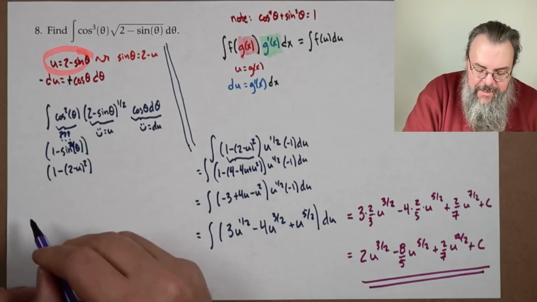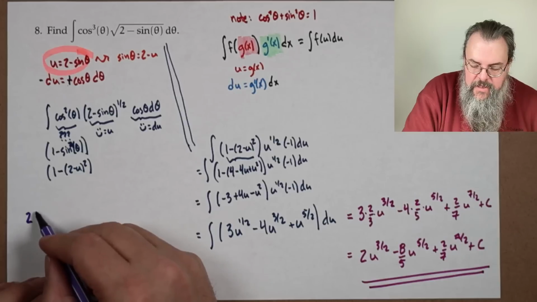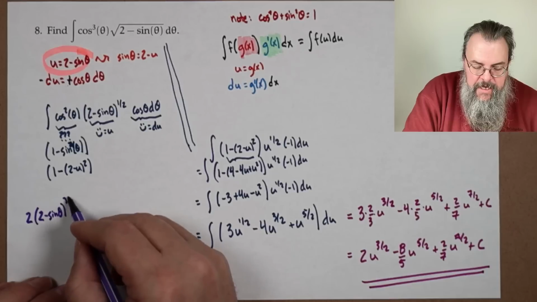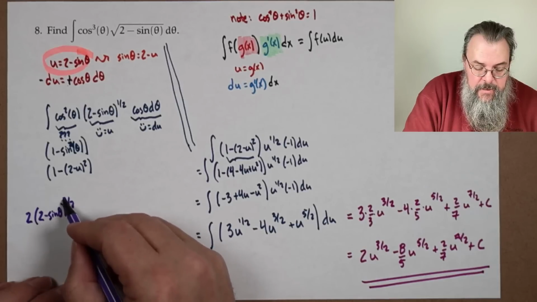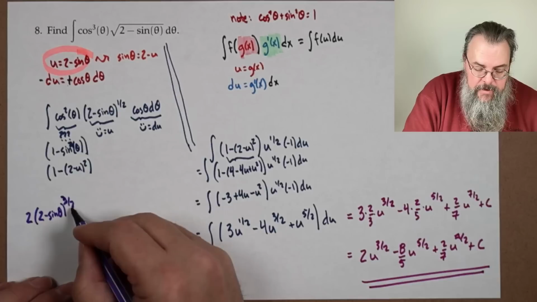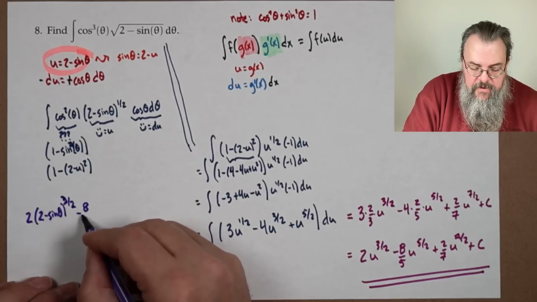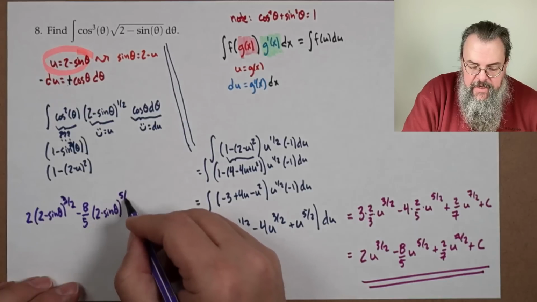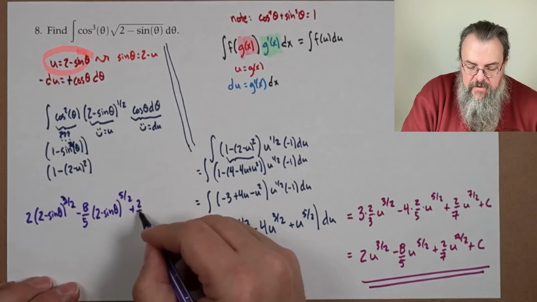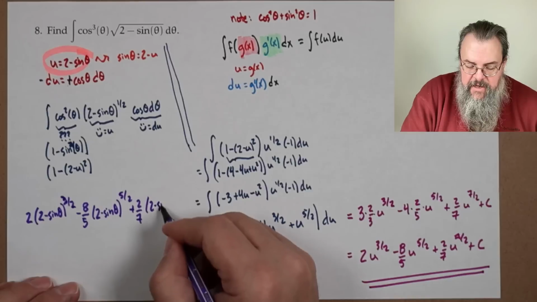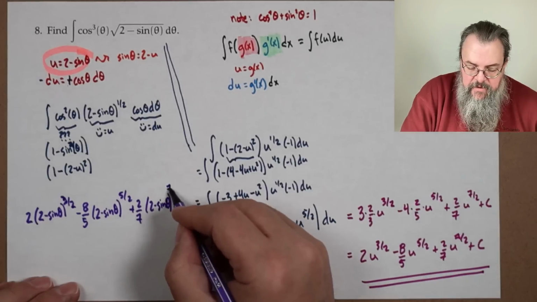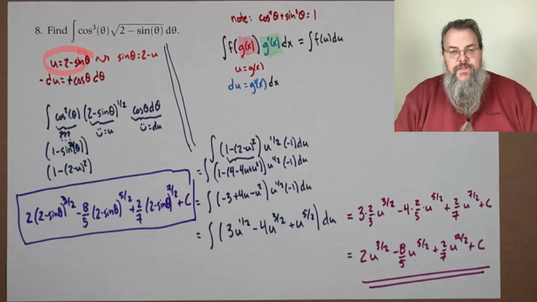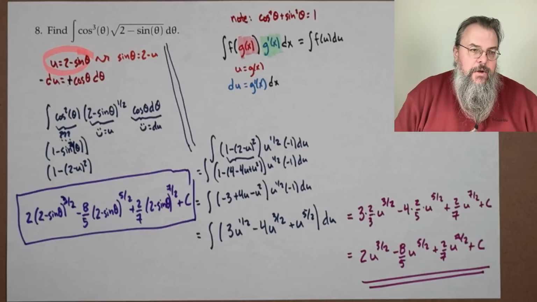So our final answer will be 2 times (2 minus sine theta) to the 3/2, minus 8/5 times (2 minus sine theta) to the 5/2, plus 2/7 times (2 minus sine theta) to the 7/2, plus c. And that is our answer. All right, good, good. Phew.